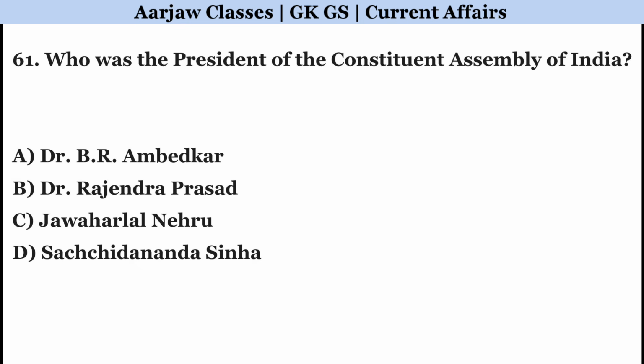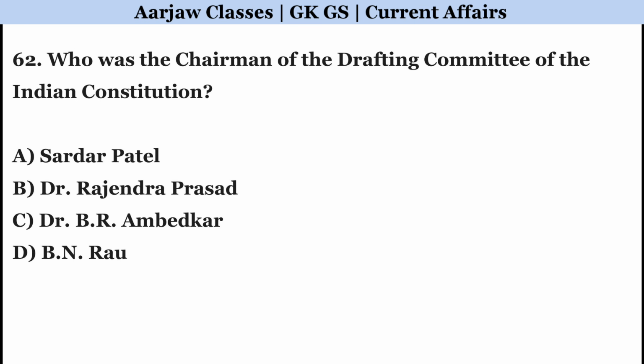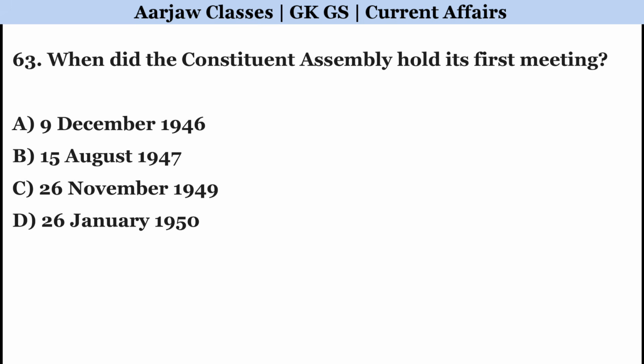Who was the President of the Constituent Assembly of India? Correct option is B. Dr. Rajendra Prasad. Who was the Chairman of the Drafting Committee of the Indian Constitution? Correct option is C. Dr. B.R. Ambedkar. When did the Constituent Assembly hold its first meeting? Correct option is A. On 9 December 1946.